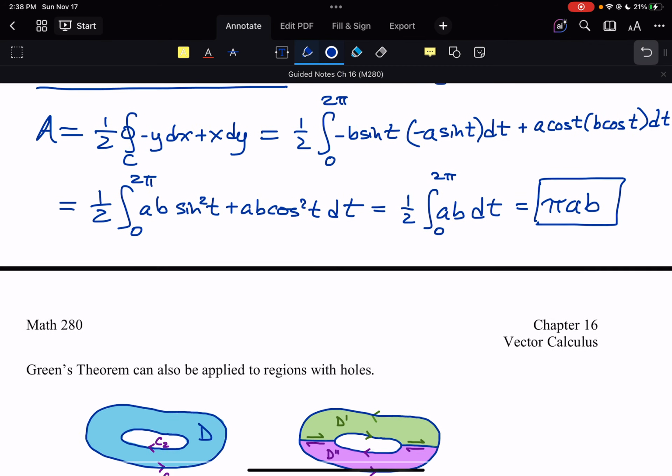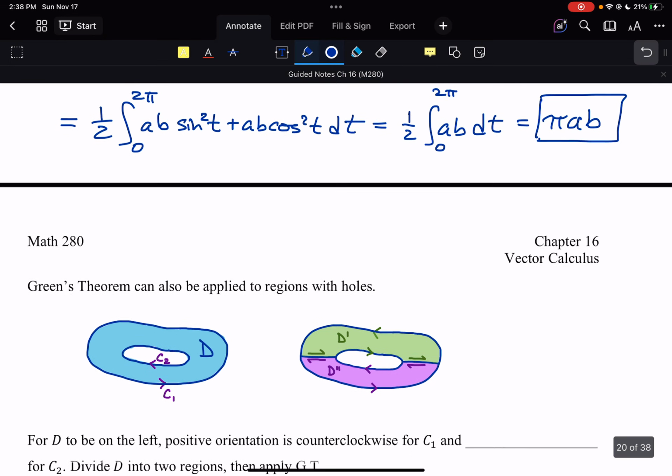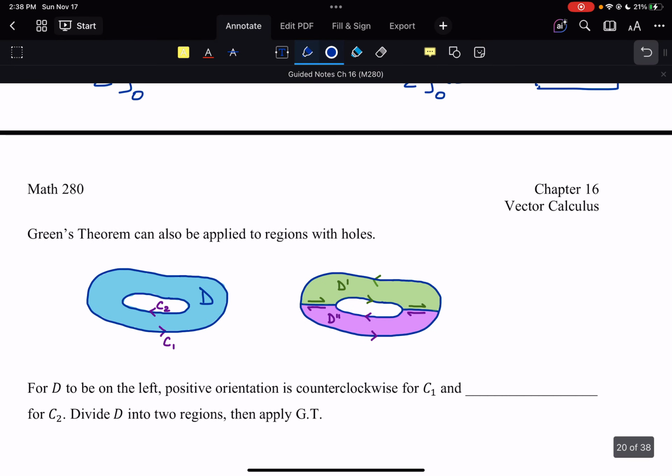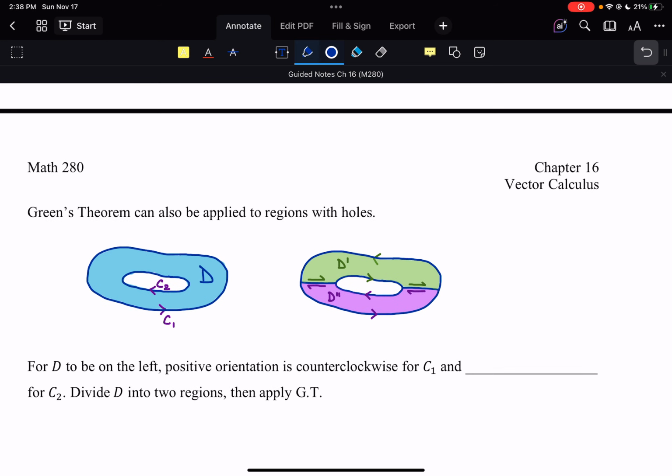Another type of region that we can work with using Green's theorem are regions with holes. So if we consider a region D that has a hole in it, so we have the curve C1 is the outer bound of D, but then C2 forms an inner bound on D as well. We need to look at how we can handle this.